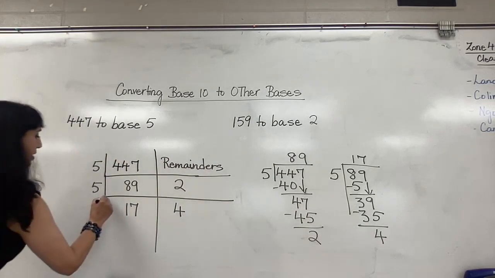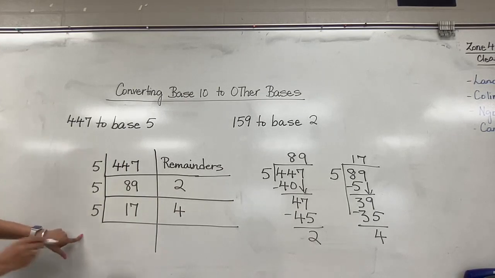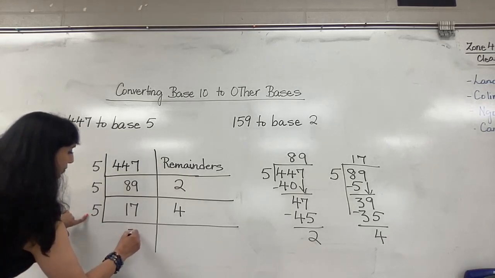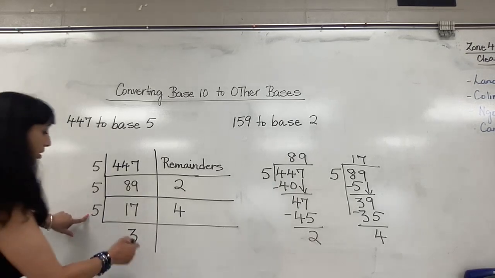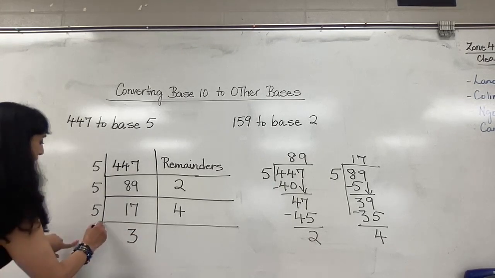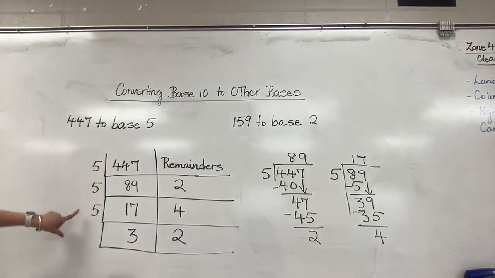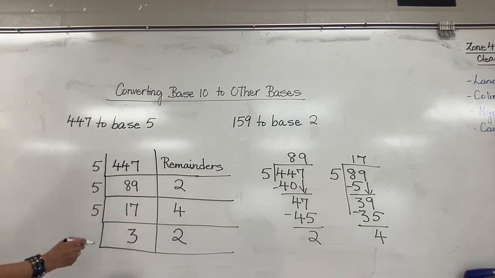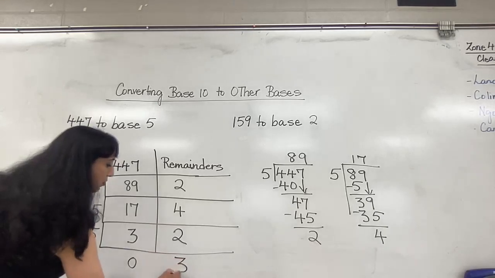Continuing in this pattern, again dividing by 5, I know that 3 times 5 is 15. So I have 3 left over here. Sorry, the remainder is 2, because 17 divided by 5, I have 15, and I get 2 left over. Now if I try to divide 3 by 5, that's not going to work, because 3 is smaller, so the quotient is 0. So this remainder, 3, I'm going to put over here.